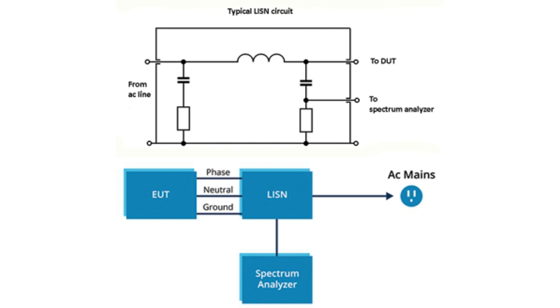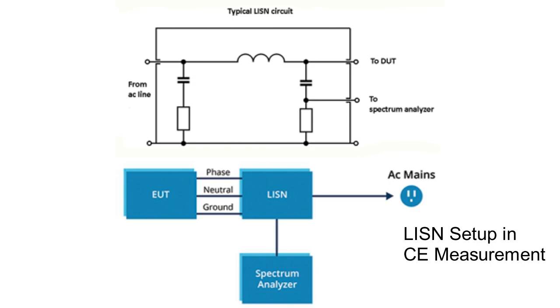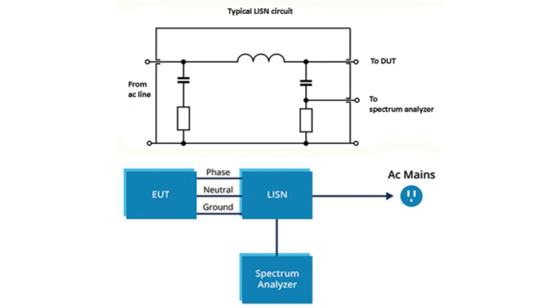As shown in the diagram, the AC power cord of the product under test is plugged into the input of the LISN, and the output of the LISN is plugged into the commercial power system outlet. AC power is filtered through the LISN and the product is provided with unpolluted AC power. A spectrum analyzer is connected to the LISN and measures the conducted emissions from the product under test.